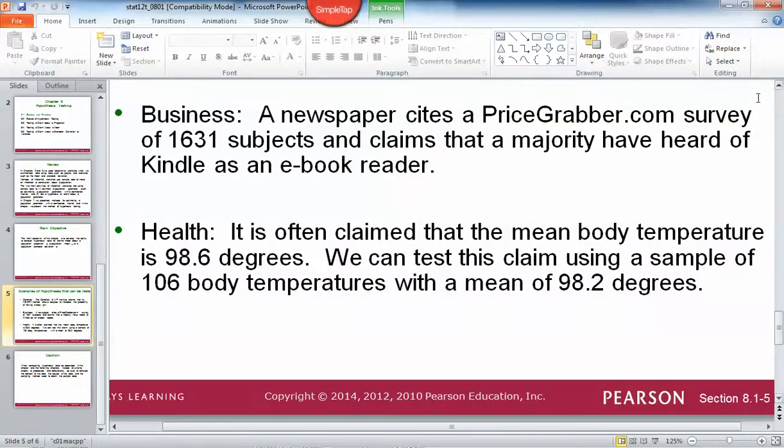Then there was one more about health. It's often claimed that the mean body temperature is 98.6 degrees. We can test this claim by using a sample of 106 body temperatures with a mean of 98.2 degrees.